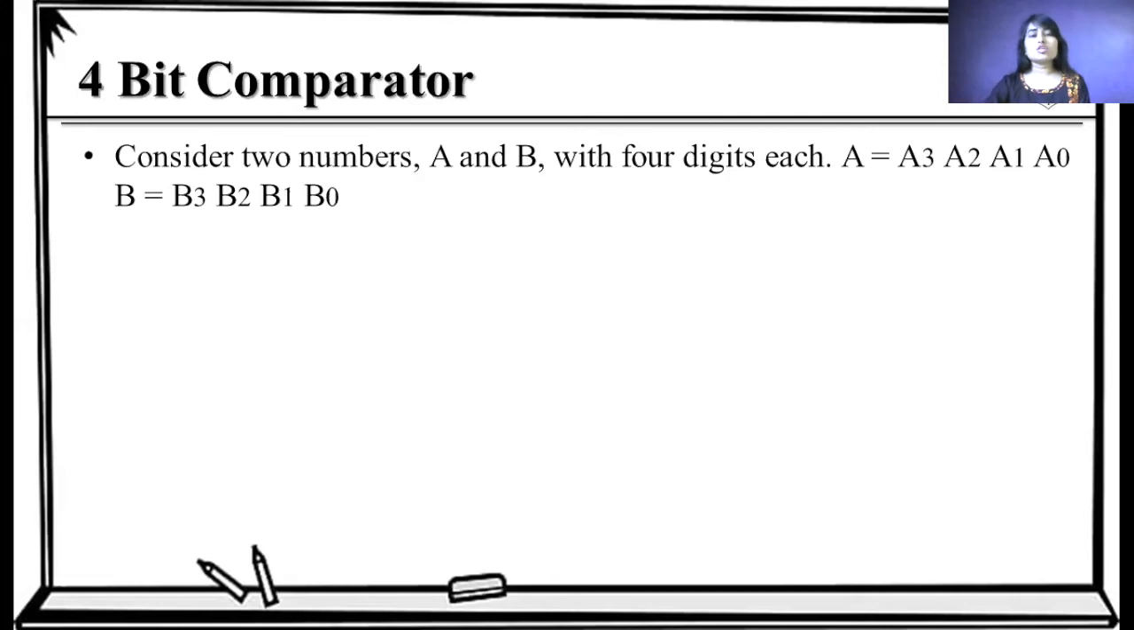For A0, B0, if A0 is greater than B0, that means A is greater than B. If A0 is less than B0, that means A is less than B. But if A0 and B0 are equal, then ultimately A is equal to B. So this is how the 4-bit comparator works.